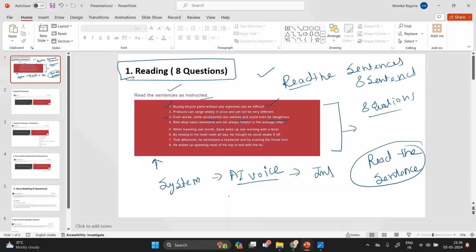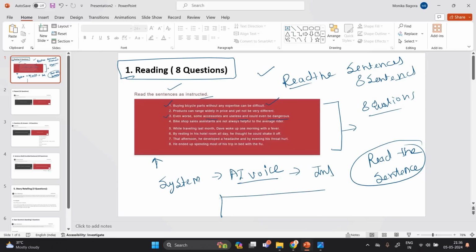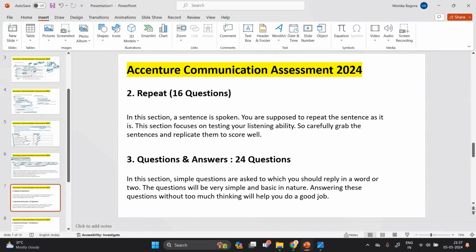And guys, I have one important point. Before starting any task or any section, just read the instructions they mention on their platform or portal. There are communication assessment guidelines as well, so you can read what the instructions are in the reading section, and what the instructions are in the next section.